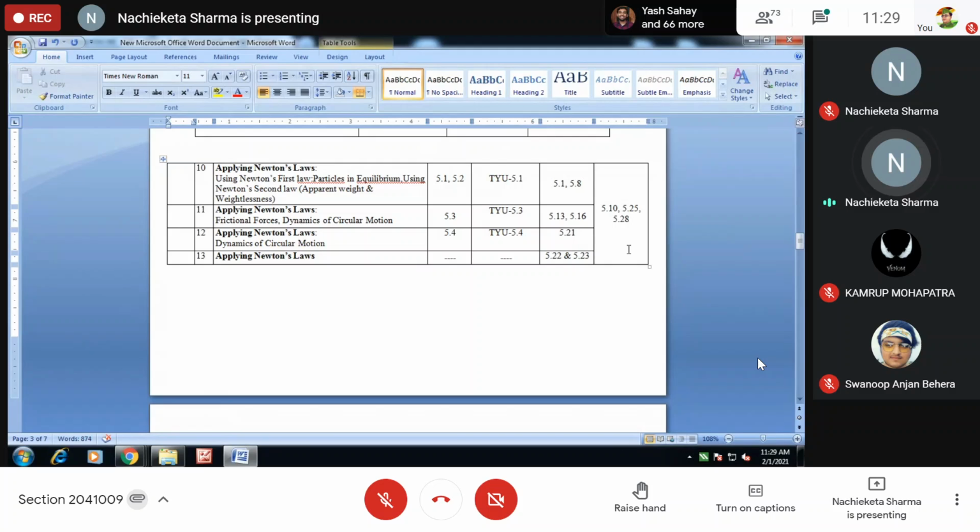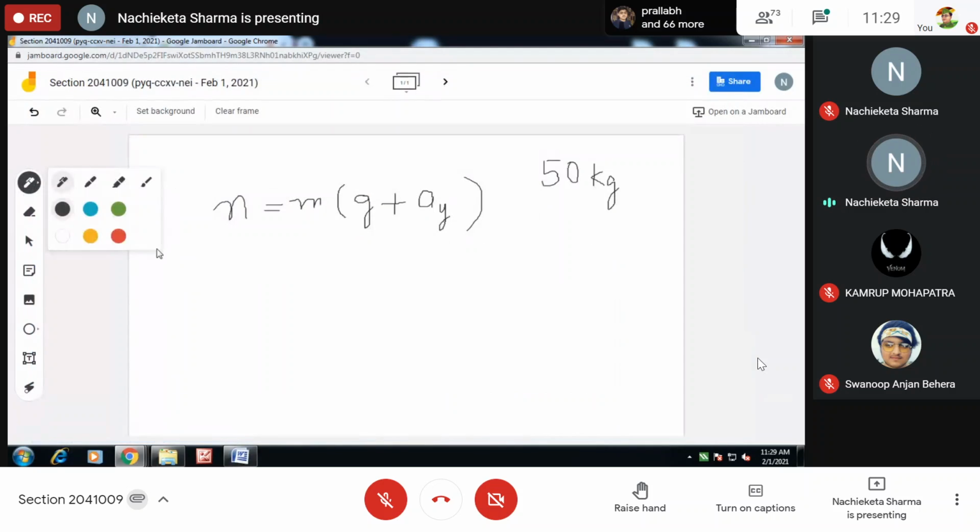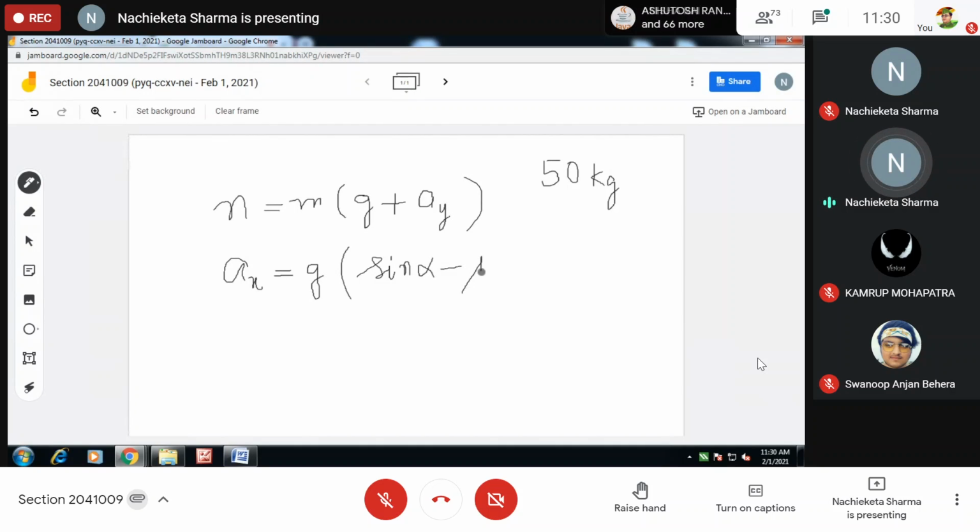And 5.17, there is friction and the toboggan is moving with acceleration. So that is also a very interesting equation. That equation is a_x is equal to, if you remember, g sin alpha minus mu_k cos alpha. Alpha is the angle of inclination. Mu_k is the coefficient of kinetic friction.